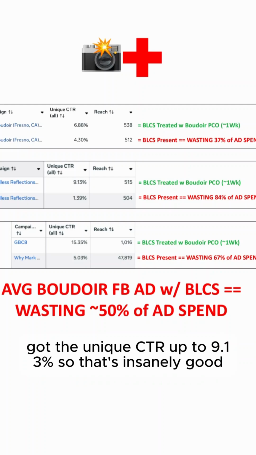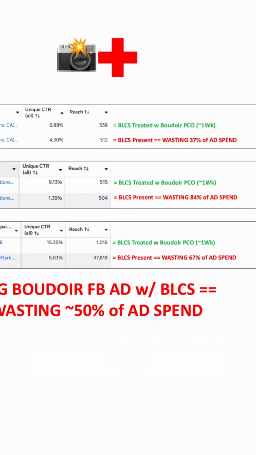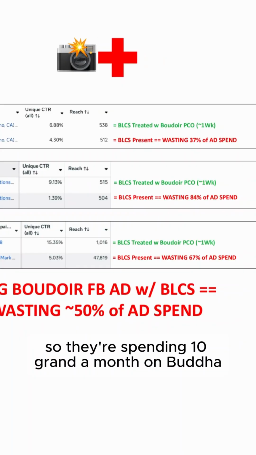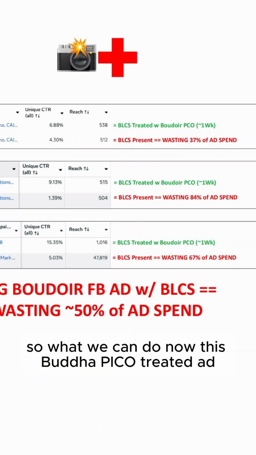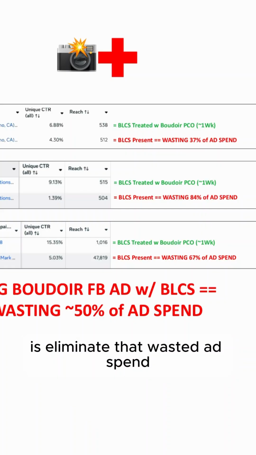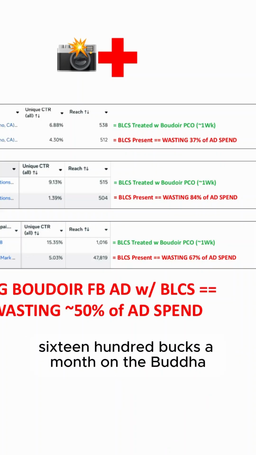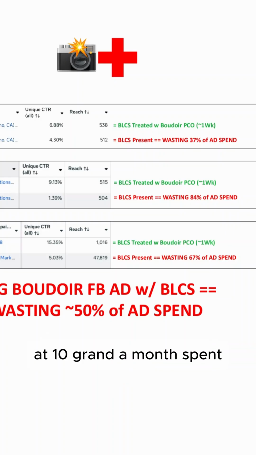So that's insanely good. We found out the original was wasting 84% of its ad spend. So if they're spending 10 grand a month on Boudoir Facebook ads, literally $8,400 a month is being wasted, thrown out the window. So what we can do now with this Boudoir Pico treated ad is eliminate that wasted ad spend, only spend the difference, $1,600 a month on the Boudoir Pico treated ad, and we'll get our ad into the same number of women's brains as the original at 10 grand a month spend.